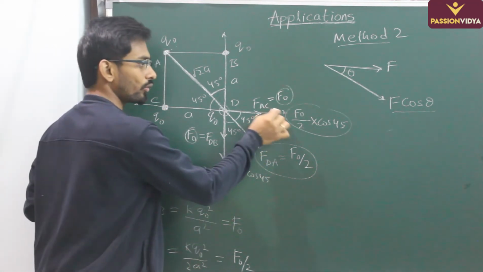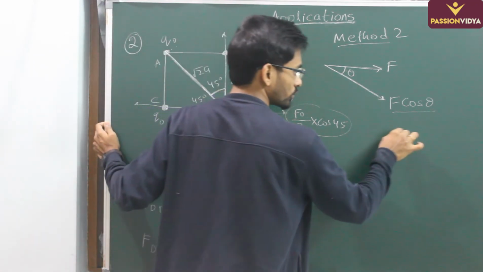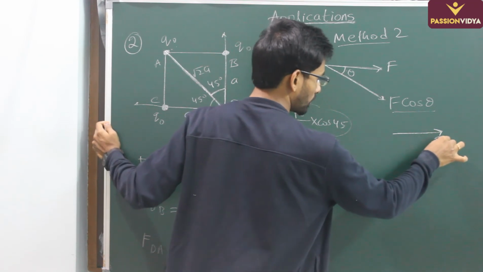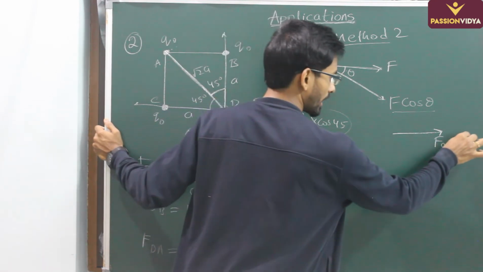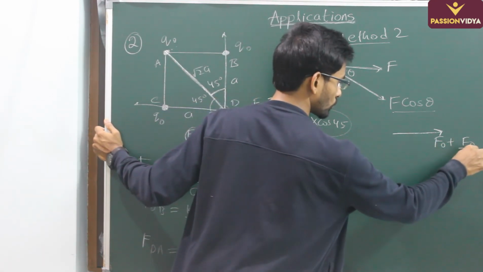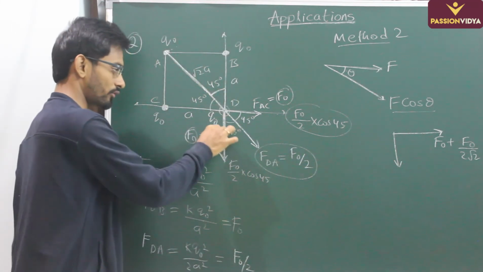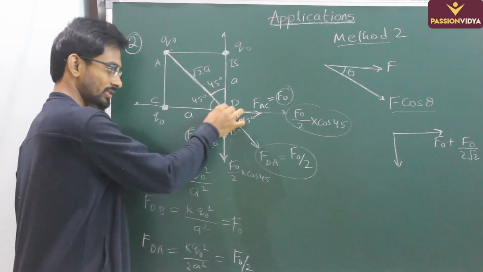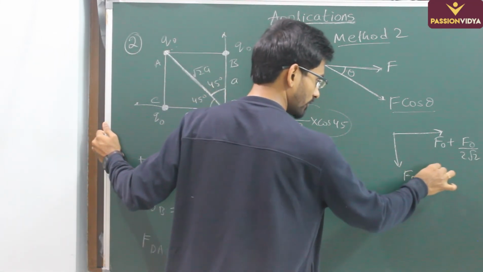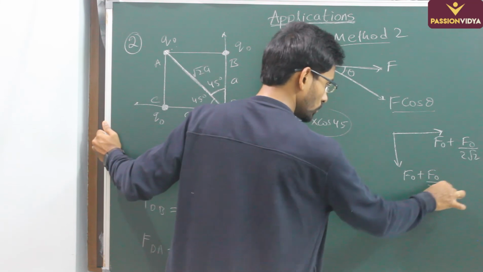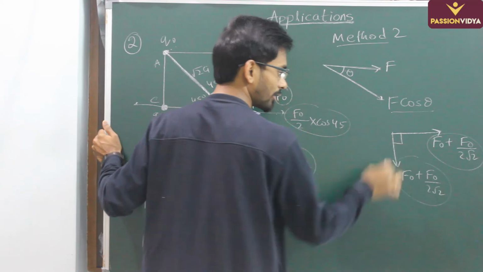Now these two forces are in the same direction, so we can add them directly. The net force in the horizontal direction will be F naught plus F naught by 2 into cos 45, which is 1 by root 2. So it will be F naught plus F naught by 2 root 2. Similarly in the vertically downward direction you have F naught plus F naught by 2 into cos 45, so it will be F naught plus F naught by 2 root 2. Now this is one force and this is another force, both making an angle of 90 degrees.